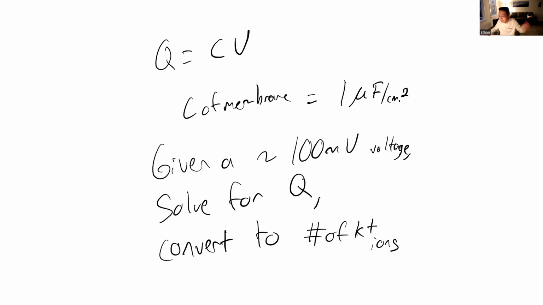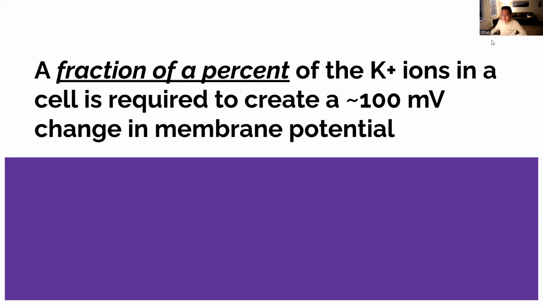But the take-home point is that it only takes a fraction of a percent of the K plus ions in a cell to create about a 100 millivolt change in membrane potential. So what does that mean? It might take a lot, obviously, to create a concentration gradient. You need to make an actual significant difference in concentration intracellular versus extracellular. However, if you want to generate a membrane potential, you only need to move a fraction of a percent of the available K plus ions in a cell to create a pretty significant 100 millivolt membrane potential.